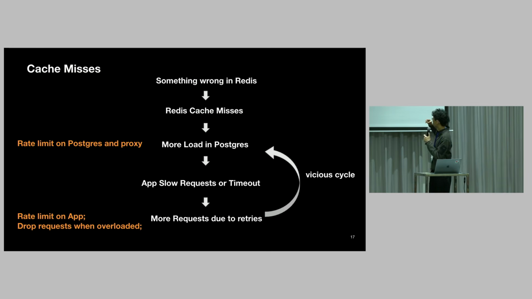So basically, we had to drop the requests on the three levels. First one is the Postgres and the proxy layer level. If we see too many requests, we drop them. And we also drop requests on the application level. This is to break this vicious cycle.